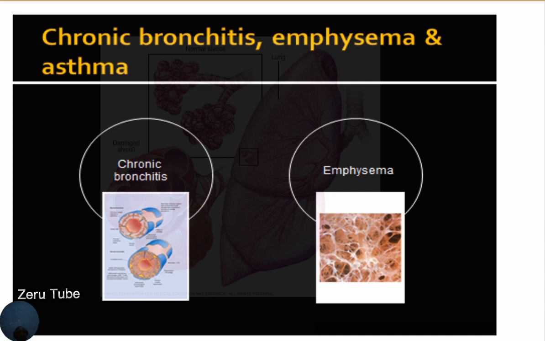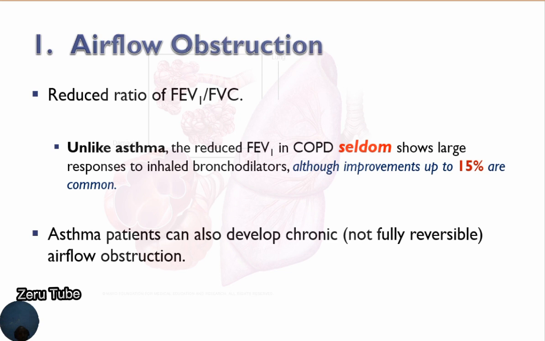In chronic bronchitis, mainly the tunica media of the bronchiole becomes thick, so the canal becomes very narrow. Due to that there is bronchoconstriction and air obstruction. So one of the pathophysiologies of COPD is airflow obstruction, which reduces the ratio of forced expiratory volume in 1 second to forced vital capacity.